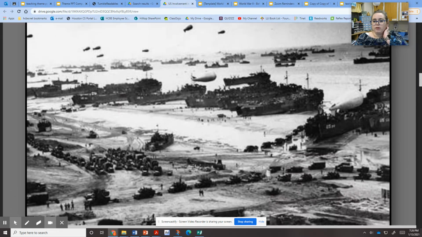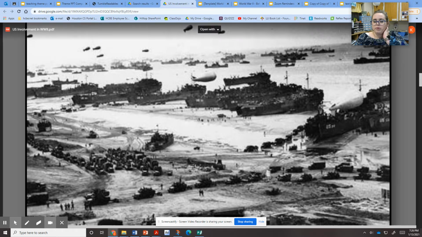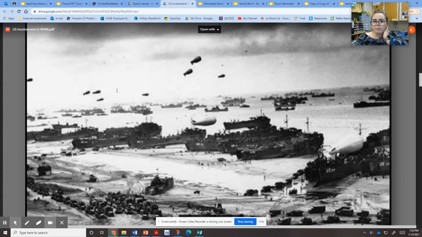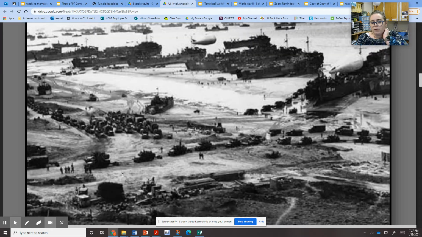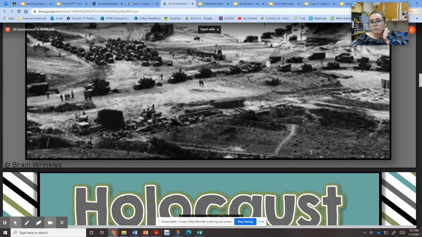You can see more pictures. See the blimps. They used to use blimps a lot. And then you have these big ships and all these tanks and cars. It's pretty crazy.